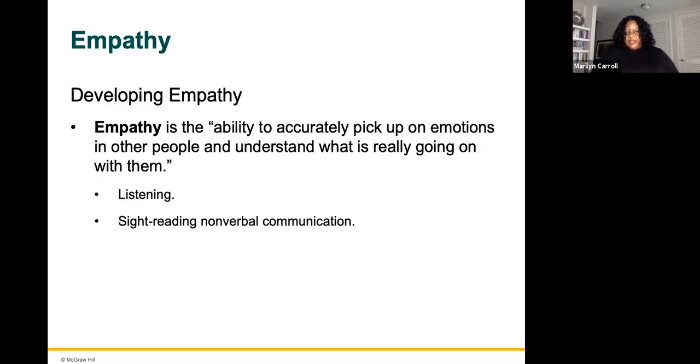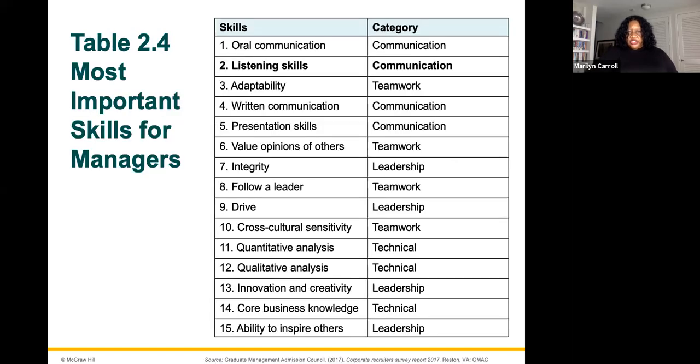So let's look at developing empathy. Empathy is the ability to accurately pick up on emotions in other people and understand what is really going on with them. Now, listening and sight reading nonverbal communication.